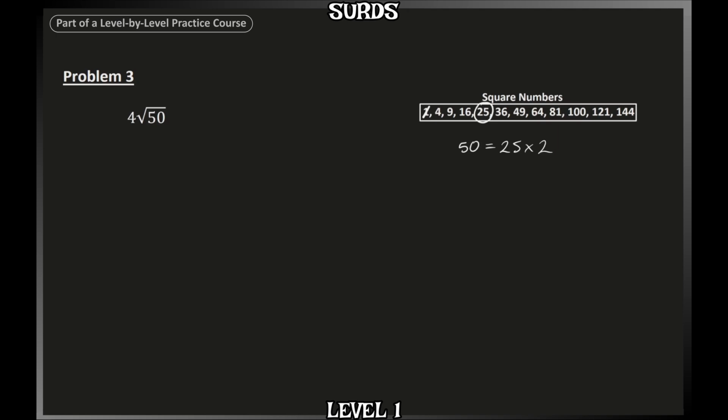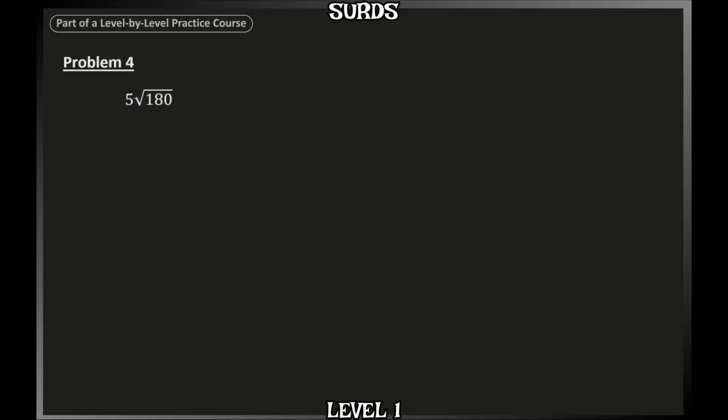And this means that 4 root 50 can be written as 4 multiplied by, and we can split the root 50 into root 25 times root 2. Now the reason we wanted 25 to be a square number is that we can square root it, and the square root of 25 is 5. So this becomes 4 multiplied by 5 times the square root of 2. And because 4 times 5 is 20, 4 times 5 root 2 is 20 root 2. We can't split this 2 up anymore using any square numbers, so this is fully simplified, and our final answer to problem 3 is 20 root 2.